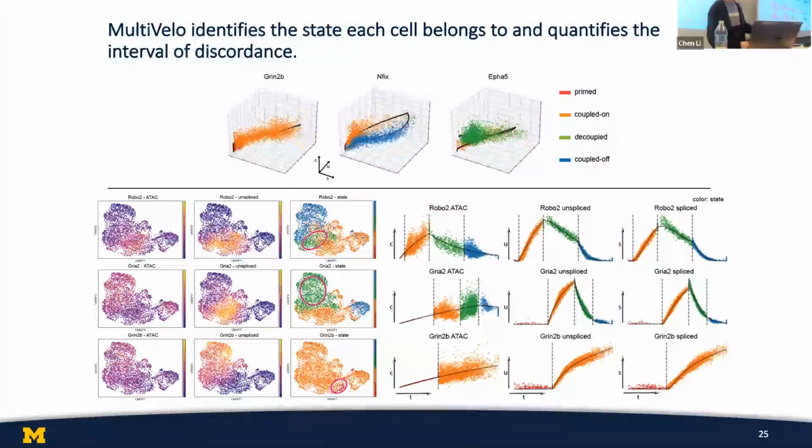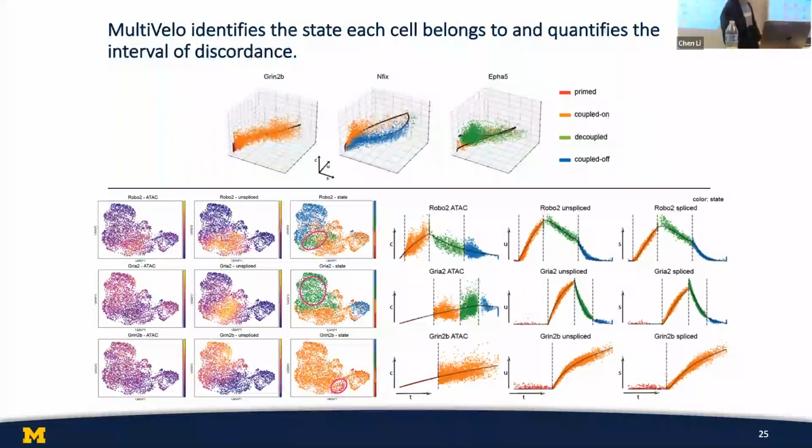If we plot the chromatin sensitivity and unspliced expression, you see that when the chromatin level drops, the unspliced expression is still going up. That means that there's a decoupling region, and I'm labeling it as a circle. The multi-view model predicts the red region to be the decoupling region, and it agrees with what we would expect.